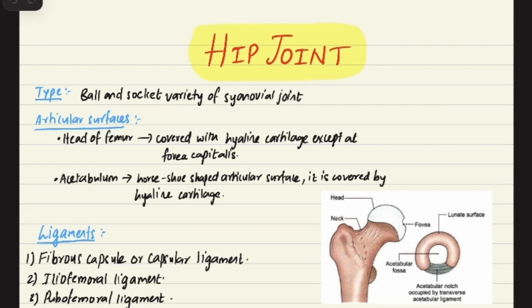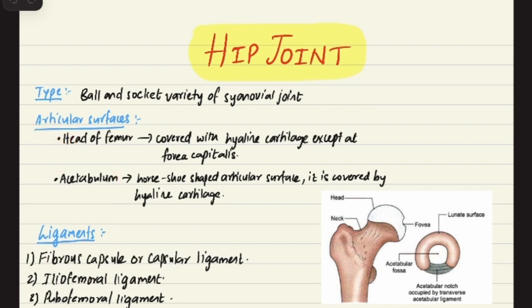Now let us start. This hip joint is a ball and socket variety of synovial joint. So it's a ball and socket variety of synovial joint. And what are the articular surfaces? A joint has articular surfaces, right? In the hip joint there are two articular surfaces. The first is the head of femur and the second is the acetabulum.